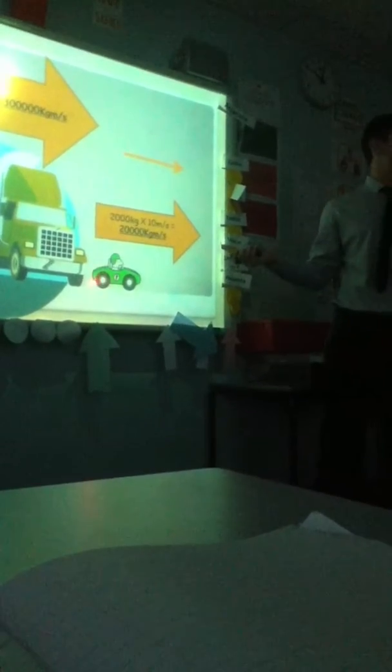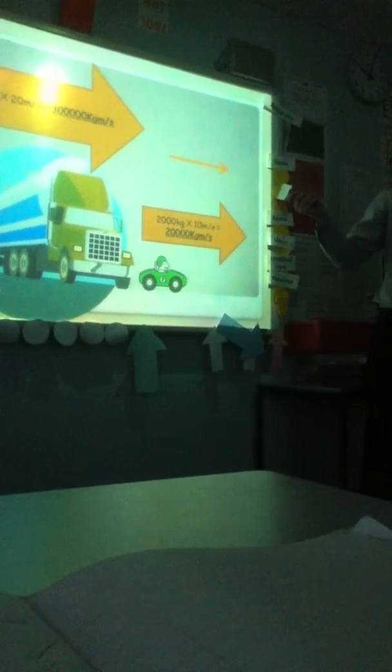But there's a problem. The lorry is behind the car on the road, and it is going twice as fast. It's going 20 metres per second compared to the car's 10 metres per second, so it is catching it up, and it is about to collide with the car. It's going to go smashing into it because it is going faster.